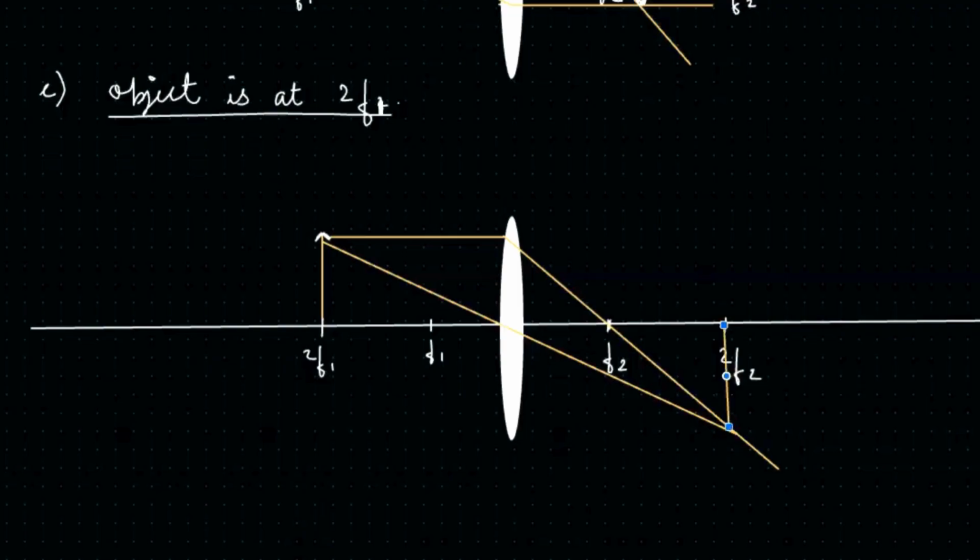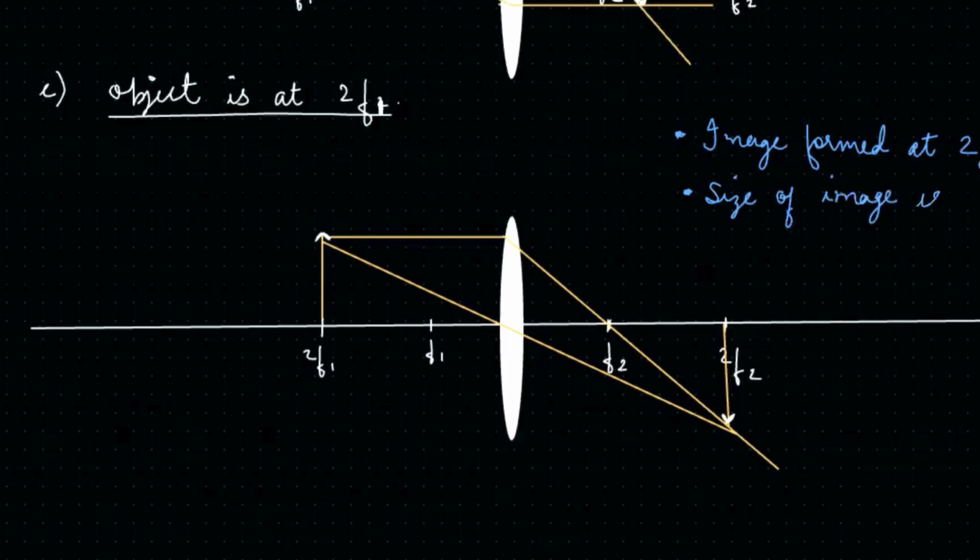Now, if we can write down the properties here, the first property is image formed at 2f2. Secondly, size of image is same as size of object.